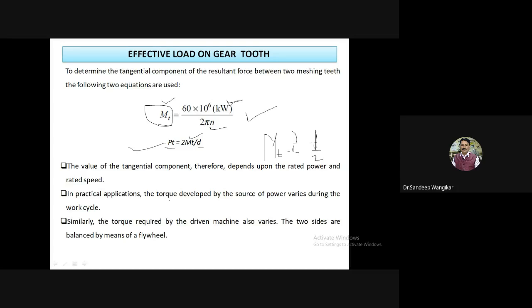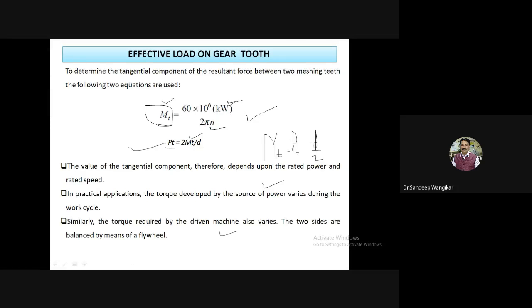In practical application, the torque developed by the source of power varies during the work cycle. See, the torque varies continuously. Similarly, the torque required by the driven machine also varies. These two sides are balanced by means of a flywheel. So we have learned the concept of flywheel.